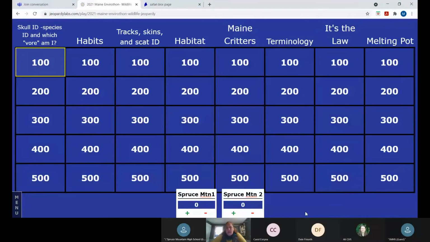All right, so are we ready? Yeah. All right. On Spruce Mountain, you guys are going to have to determine who's Spruce Mountain 1 and who's Spruce Mountain 2, unless you want a different team name. We're good. All right, whoever wants to be Spruce Mountain 1, go ahead and pick your Jeopardy category. Can we please do It's the Law for 100? All right.